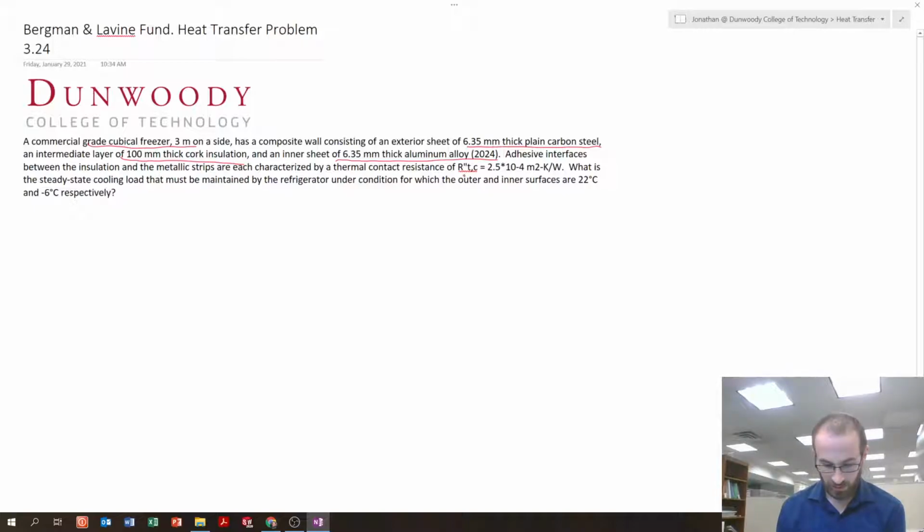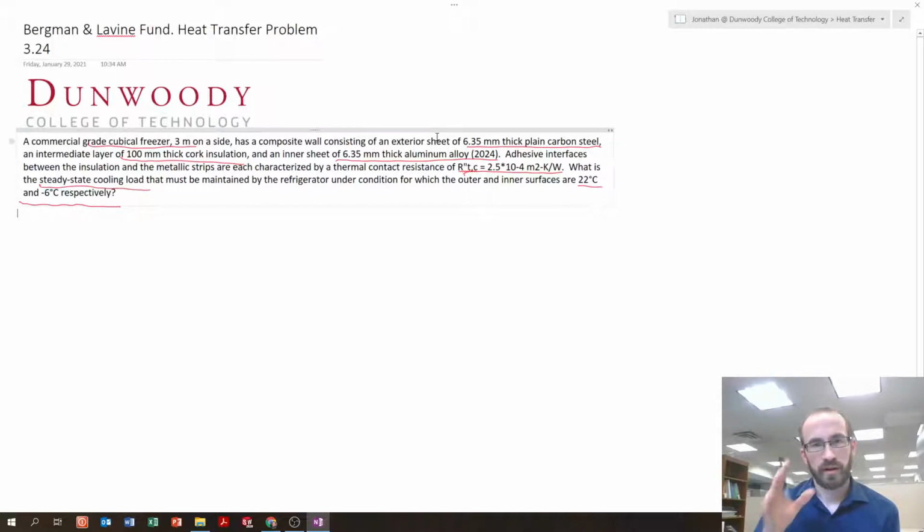So if we look here, we're listed what the contact resistance is for those interfaces between the insulation and those material surfaces, and we're asked for what is the steady state cooling load that we need to have throughout the time to maintain temperatures of 22°C outside and -6°C inside. So as we look at this problem, we are looking for what the composite wall temperature difference is throughout the whole thing. And we don't necessarily need what the intermediate temperatures are, so I'm going to use a thermal resistance approach as we look at this assembly, and we'll go from there.